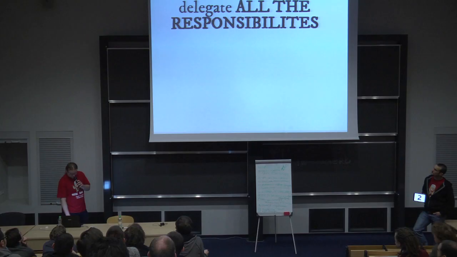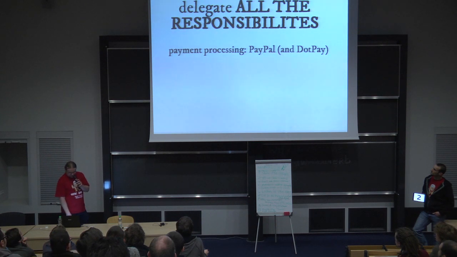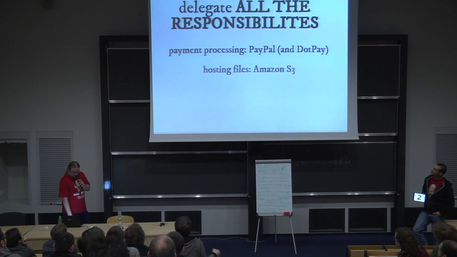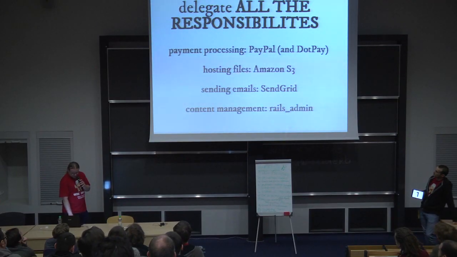First thing, if you can delegate anything to an external service, external vendor, external library, do it. So, in the case of music creation and book creation, payment processing is done by an external service, the files are hosted on Amazon S3, which solves a lot of problems. Emails are being sent through SendGrid, so no configuration of an email server, and for content management, I use Rails admin.